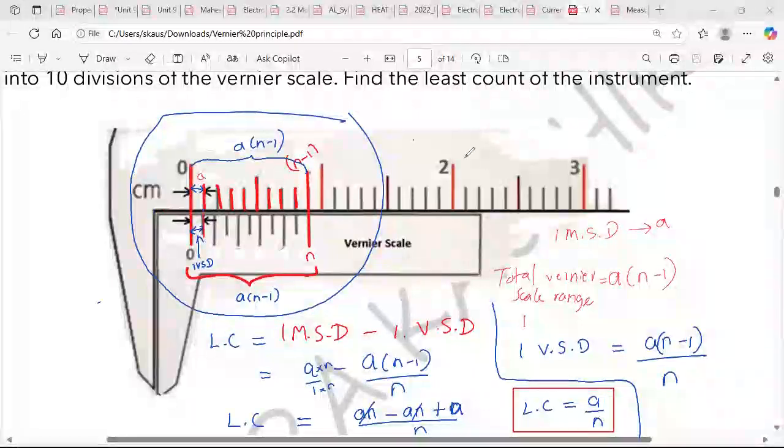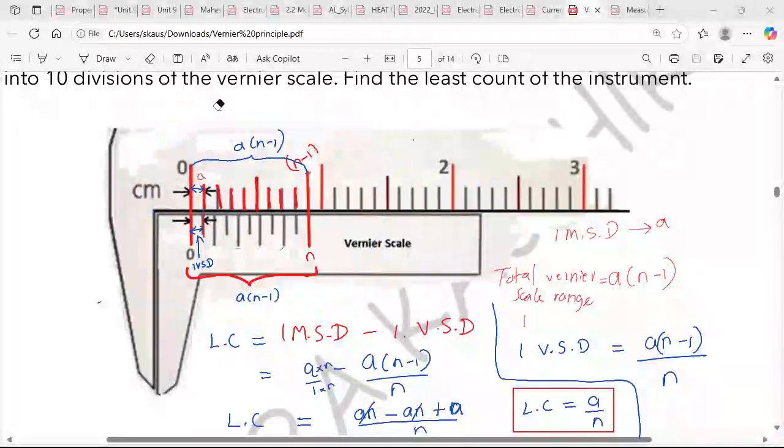If you didn't understand, just tell me. I will explain. Okay, great. It might be a bit confusing to understand at this point, like when we were first initially trying to get to the idea of the least count of the instrument. I mean, by the end, it's mostly okay.